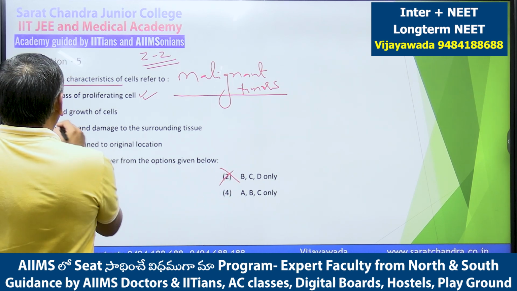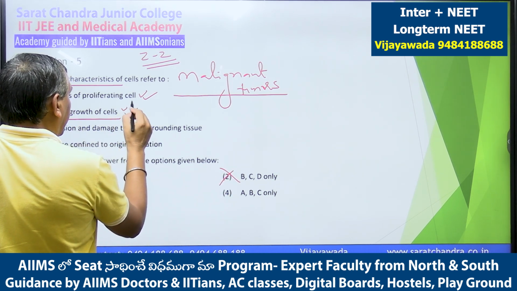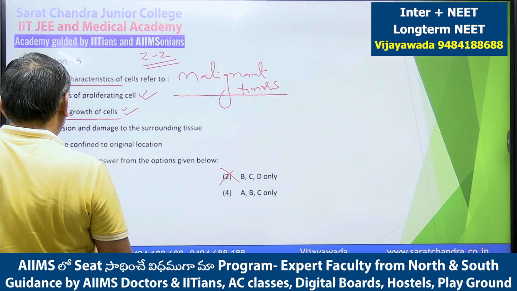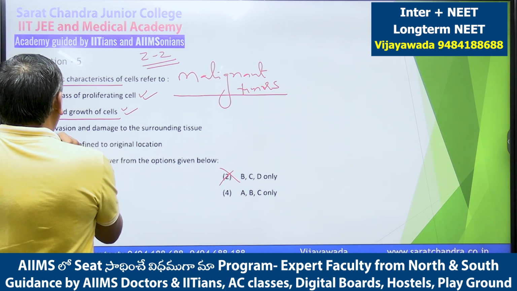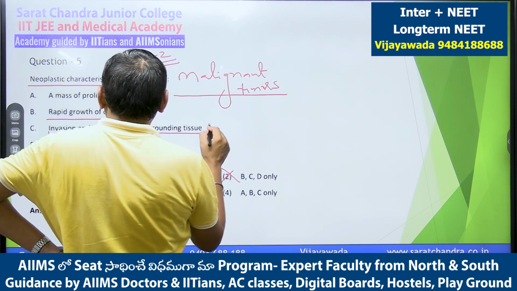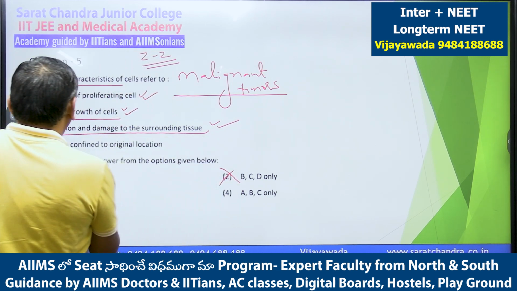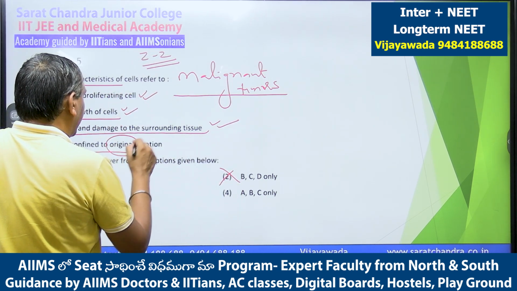Rapid growth of cells. Yes, uncontrolled and rapid growth of cells is there. So A and B both are correct. Invasion and damage to the surrounding tissue. Very much correct. Those confined to the original location.